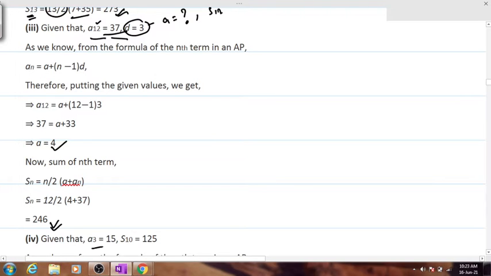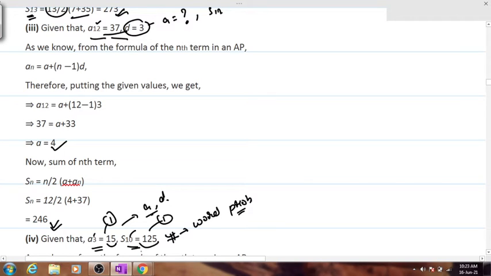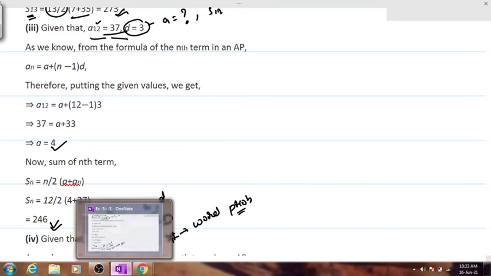Over here, A3 has been given, S10 has been given. Now you'll have to calculate the value for a and d. This is a very important kind of numerical because you might often get this type of numericals in word problems also, in which you have to make two equations. You will get one equation from here, other equation from here. Over here the n value will be 3 and an value is 15. Over here n's value is 10, Sn's value is 125.